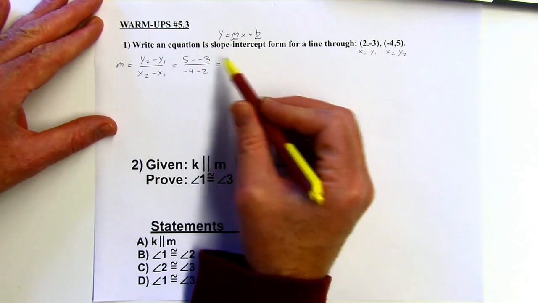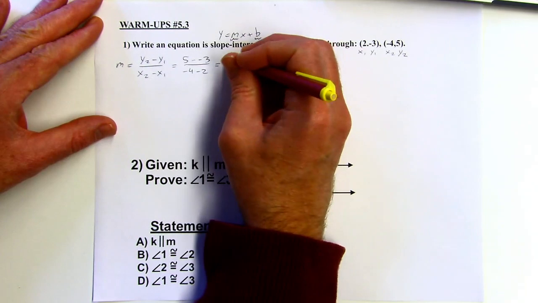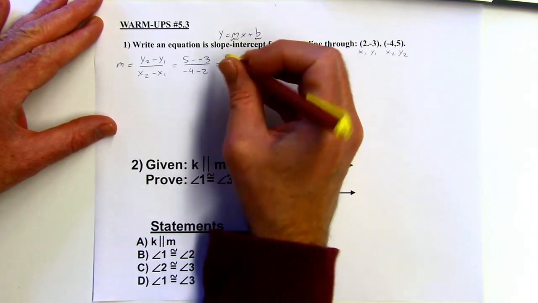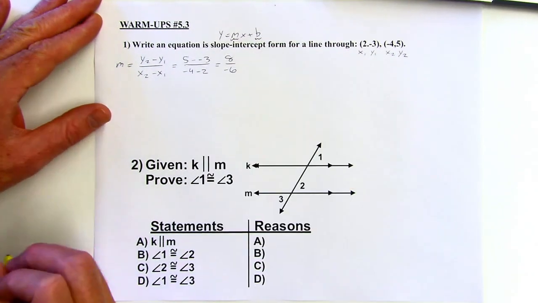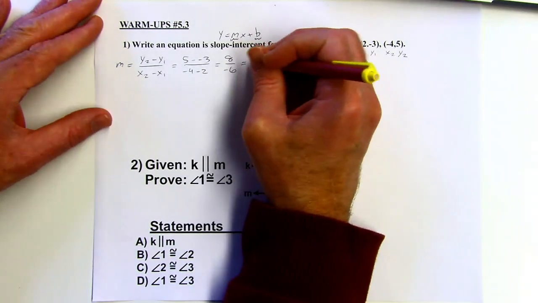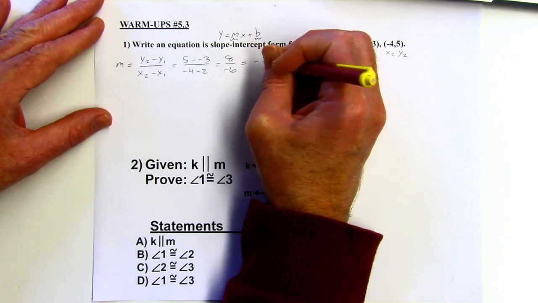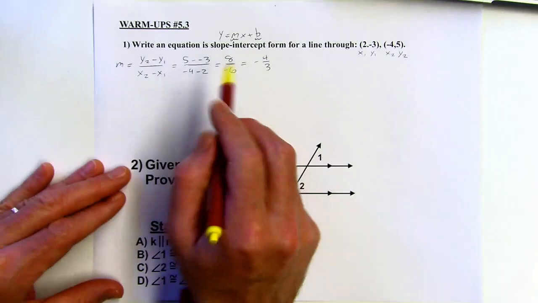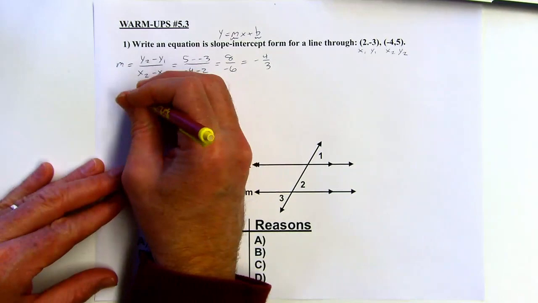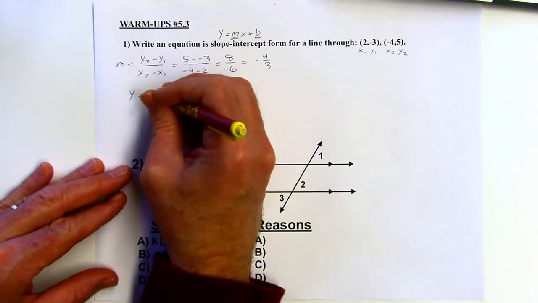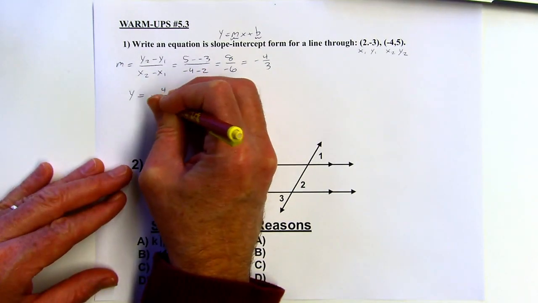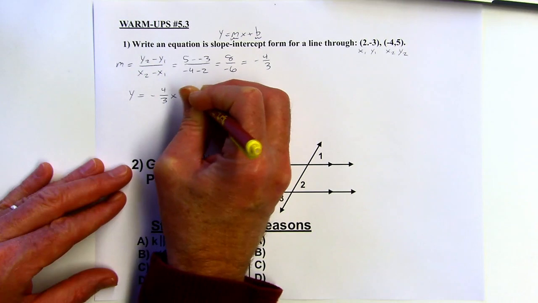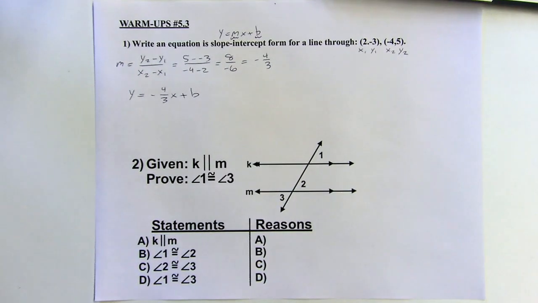Okay, so that on top that would become 5 plus 3, which would be 8. On bottom, negative 4 minus 2 is negative 6. And then I want to reduce that, so that's going to reduce into negative 4/3 if I divide the top and bottom by 2. Okay, so now I figured out the m part. So let's plug that into the equation. So far we've got y equals negative 4/3 x plus b. All right, and I still need to figure out what the b is.